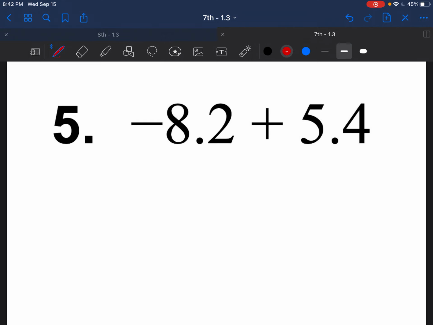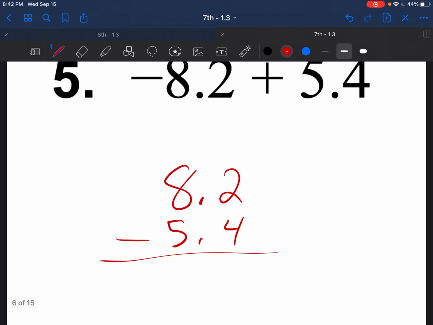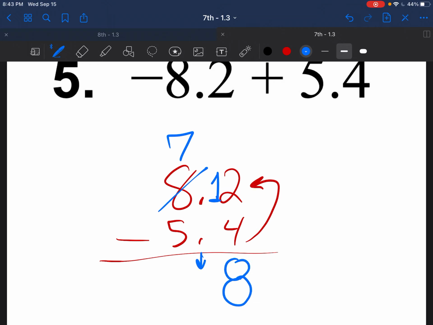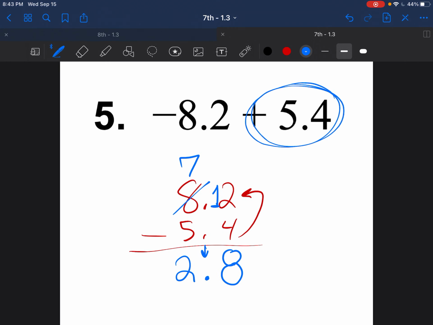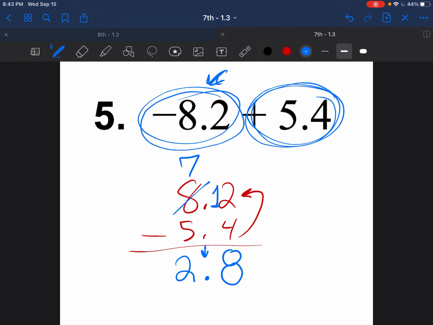Same style of question, we just need to combine. Same sign or different sign? Different sign, so that means we need to subtract. 8.2 minus 5.4. The question is, can I take 4 from 2? Nope. So that means I gotta borrow. That turns into 7. I now have 12 minus 4, which gives me 8. Drop your decimal. And then 7 minus 5 gives me 2. Now here's my question, ladies and gentlemen. Do we have more positives or do we have more negatives? Well, just looking at this number, I know that negative 8.2 is bigger than 5.4. So that means my answer for this problem is going to be negative 2.8.